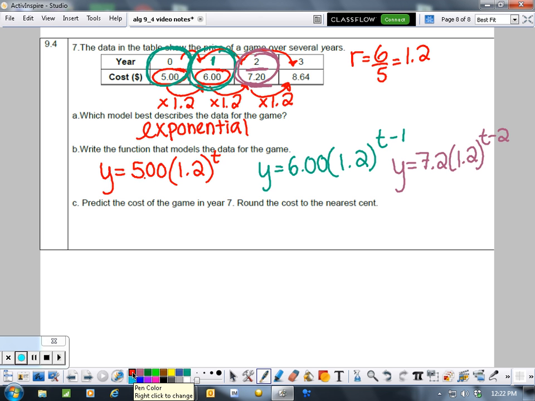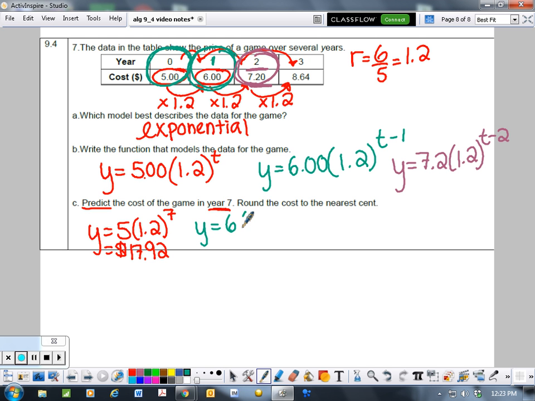So now we can predict the cost of the game in year 7. So y equals 5 times 1.2 to the 7th power. So 1.2 to the 7th power times 5, this game will now cost $17.92. Or I could do the teal version. So y equals 6 times 1.2 to the 7 minus 1 power. So 1.2 to the 6th power times 6 gives me $17.92.